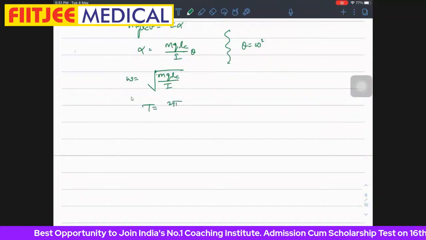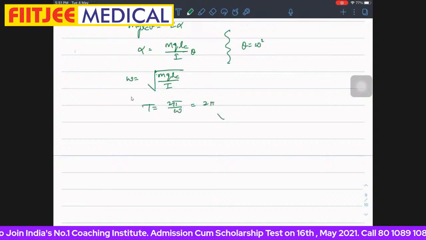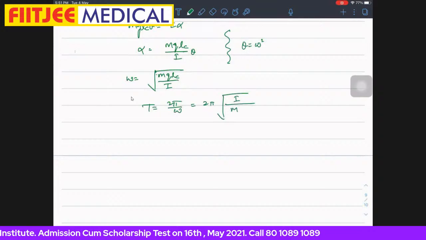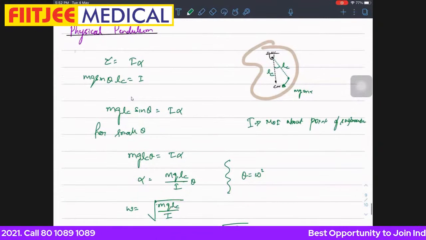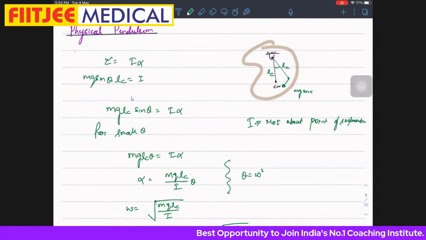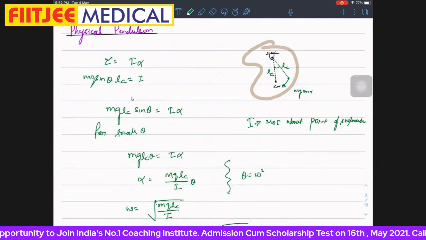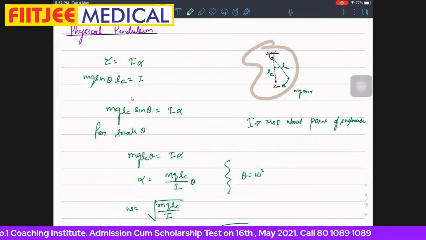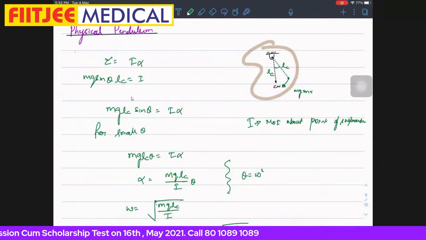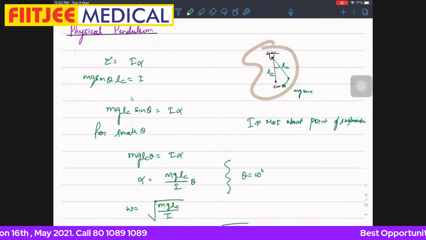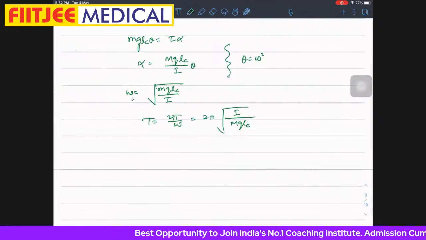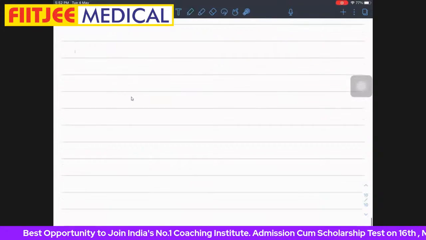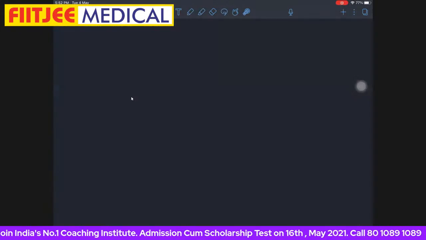So what can we write for the time period? Time period is 2 pi by omega. So 2 pi root under I by mg LC. So this is how a physical pendulum works. It could be any object, like a ring, anything. If we move its center of mass a little bit, it will start oscillating. And if the angle of oscillation, the angle it makes with the vertical, is very small, in that case it will do SHM, and its time period will be given by T equals 2 pi root under I by mg LC. Let's take a few problems based on this.